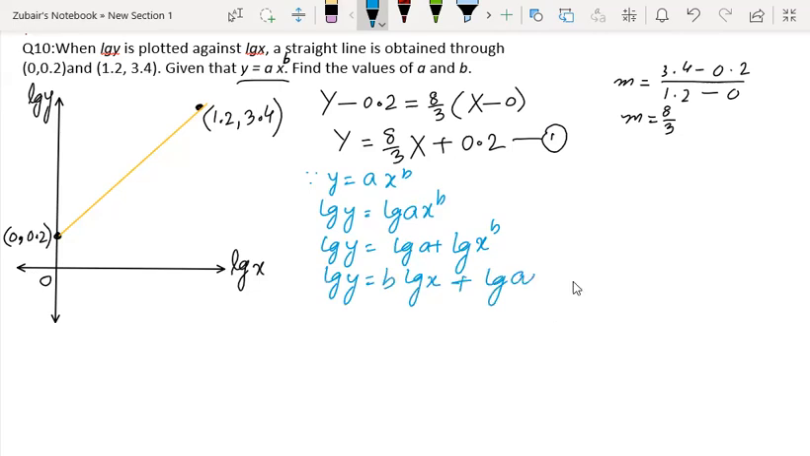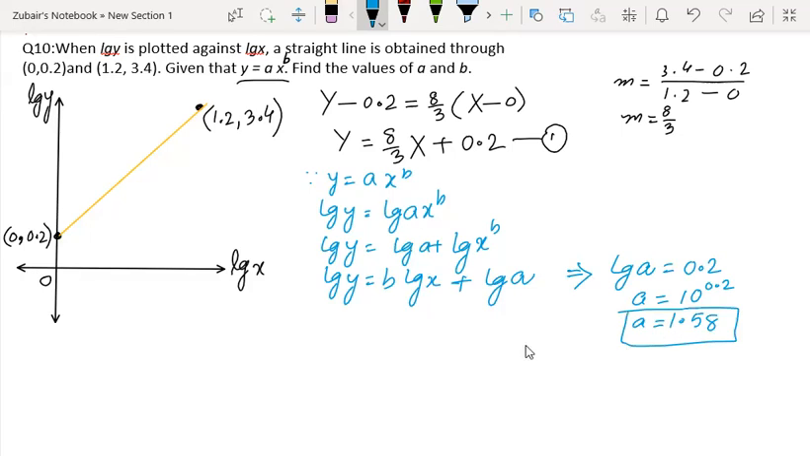So this condition is implying that lg a is equal to 0.2. So a will be equal to 10 power 0.2. So a will be coming out as 10 power 0.2, which is equal to 1.58. This is the final answer of it.